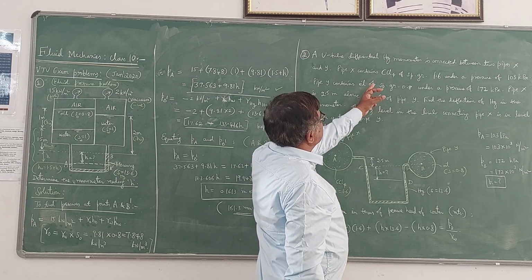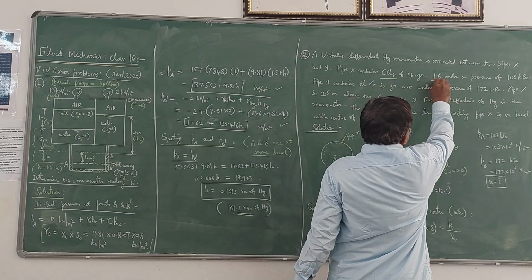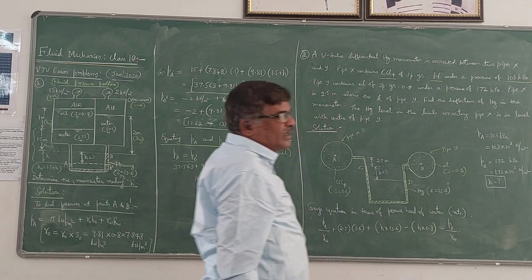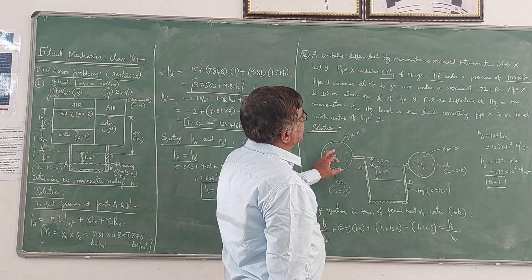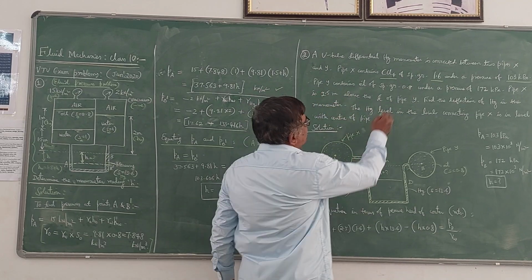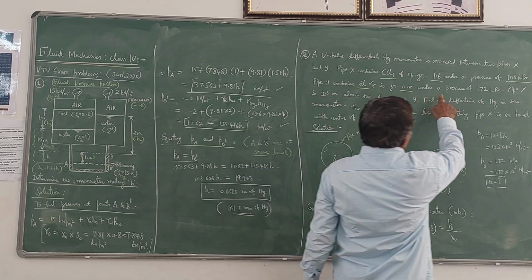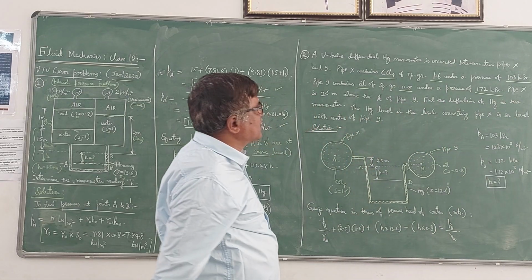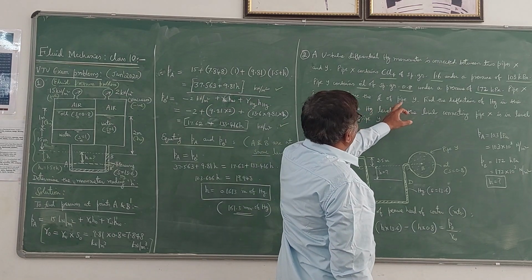Pipe X contains carbon tetrachloride, CCl4, of specific gravity 1.6 under a pressure of 103 kilopascal. So here also he has given it in kilopascal or kilonewton per meter square. Pressure in pipe X is 103 kPa. Pipe Y contains oil of specific gravity 0.8 under a pressure of 172 kilopascal. So both are given in kilopascals. Pipe X is 2.5 meters above the center line of pipe Y.